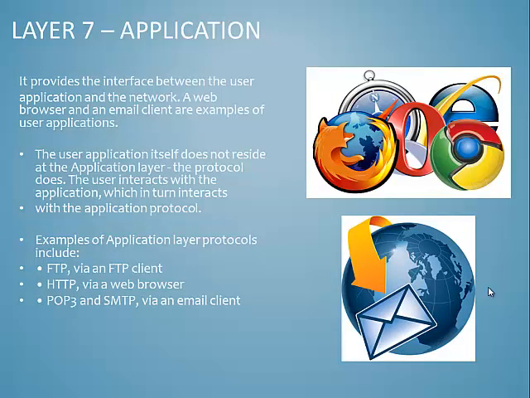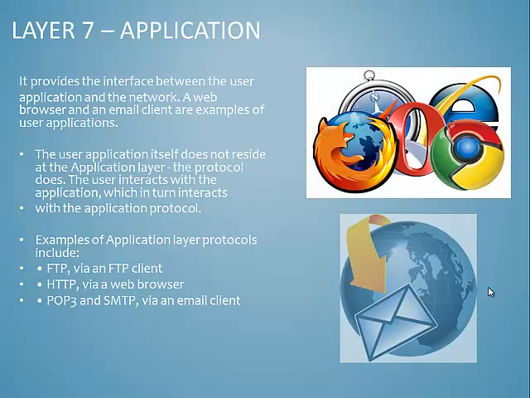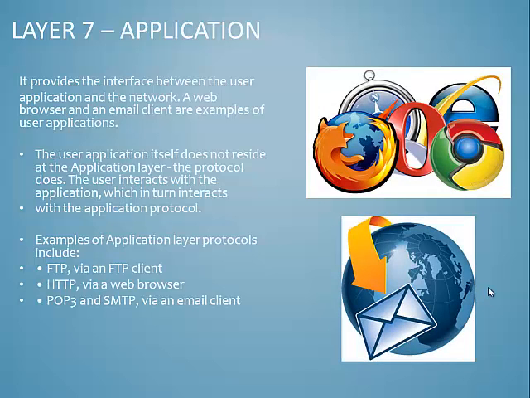Layer 7. Application. It provides the interface between the user application and the network. A web browser and email client are examples of user applications. The user application itself does not reside at the application layer. The protocol does. The user interacts with the application, which in turn interacts with the application protocol. Examples of the application layer include FTP via an FTP client, HTTP via a web browser, POP3 and SMTP via an email client.